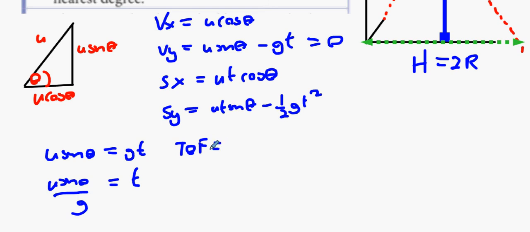We did this: double it. What happens when you double it? 2u sine theta over g. Two birds, one stone, alright? Because it's a symmetrical flight.